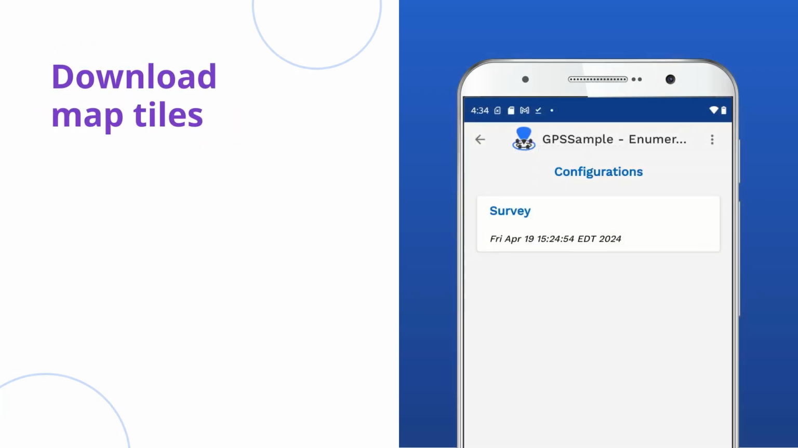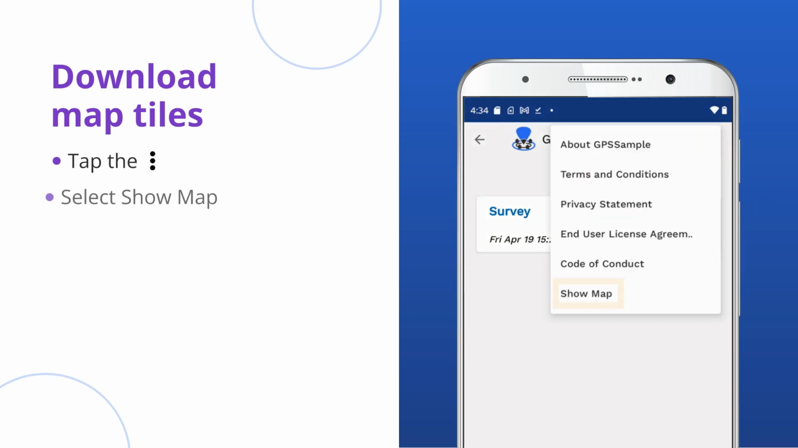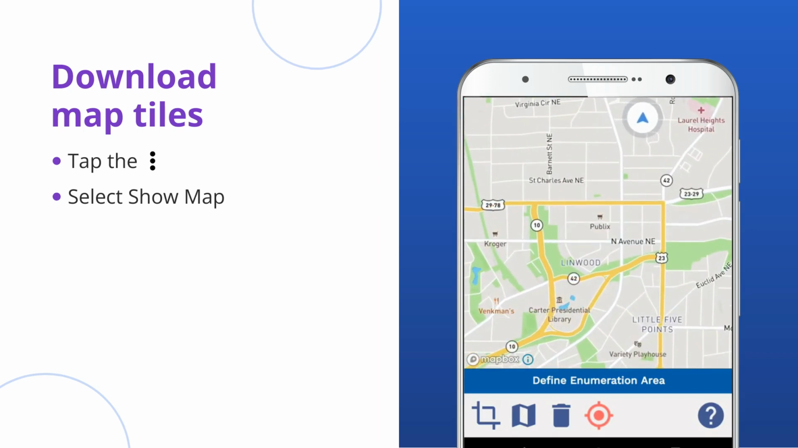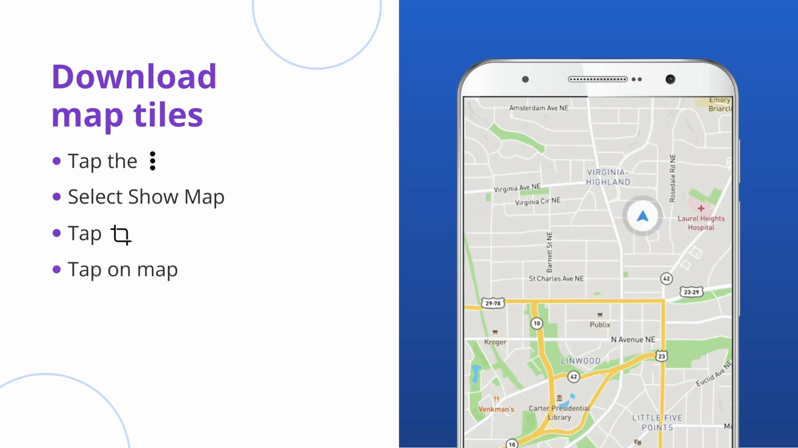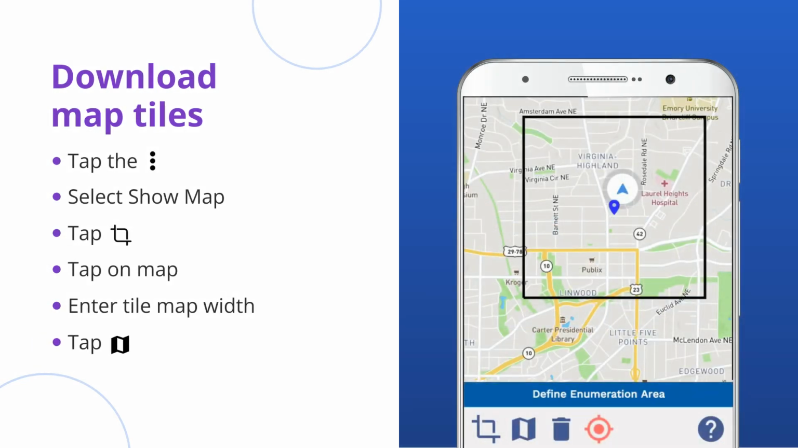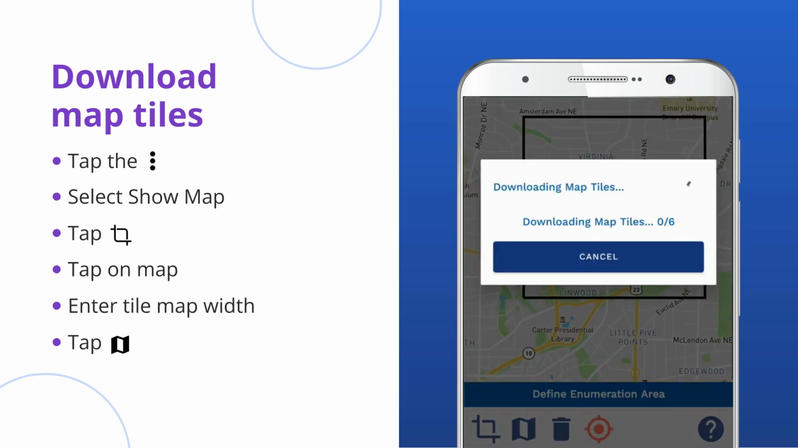Next, download the map tiles on your device to ensure that maps are available for offline use. To do this, tap the three dots icon on the main screen. Then select Show Map. In the map, zoom into a known place where you are going to enumerate. Tap the first icon on the bottom left. Then tap a point on the map in the known area. Enter the width for the map tiles, for example, 1 kilometer. Now tap the map icon. This downloads the map tiles onto your device for offline use.